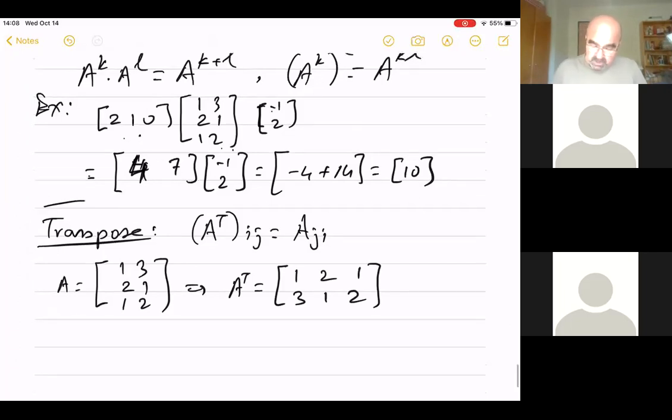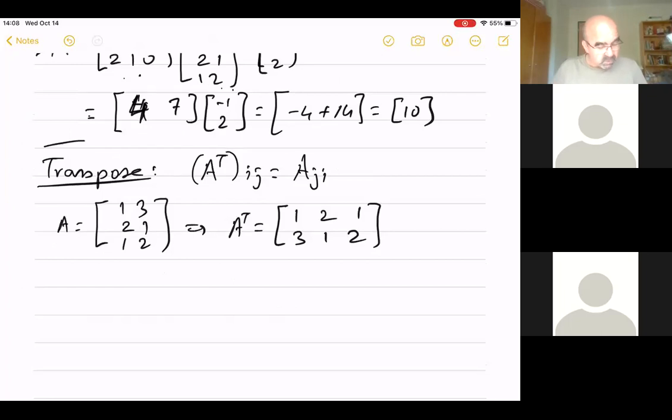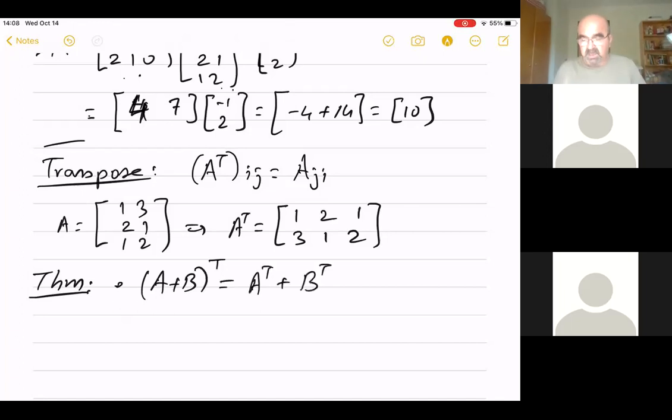The properties of this transpose, let me write as a theorem: if you add A and B and then take the transpose, it is the same thing as taking the transpose of each matrix and adding them up. Or take a matrix and multiply it by a constant C and then take the transpose. It's the same thing as taking the transpose of A and multiplying by the constant.